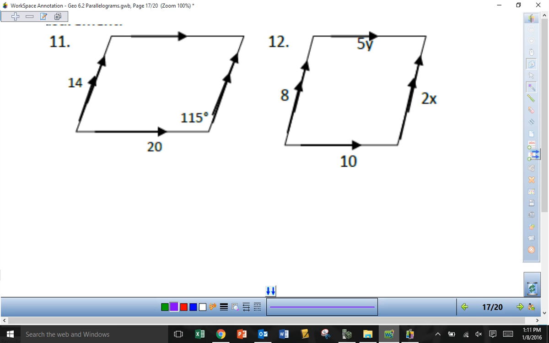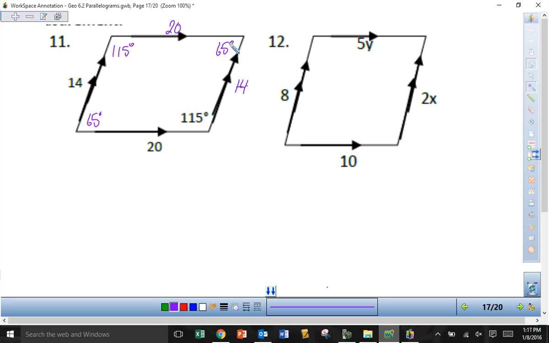Number 11, pause the video, go ahead and take care of that one. I think you can handle it. And then check your answers with mine. Across is 14, across from the bottom is 20. We've got an angle of 115 degrees. This one, remember, is supplementary, so we've got 65 degrees here and 65 degrees here to cover all of our missing pieces.